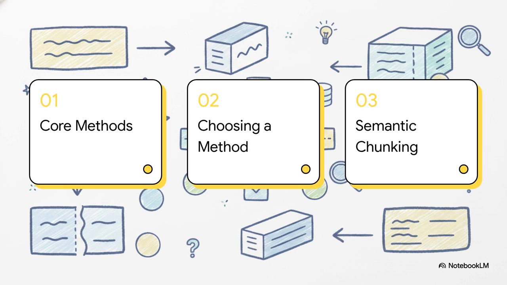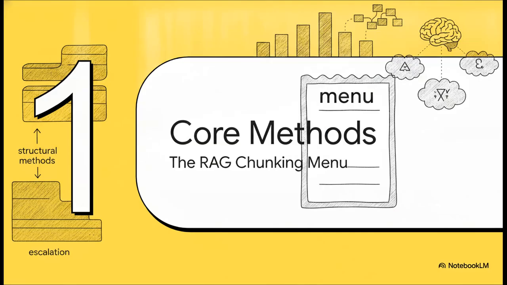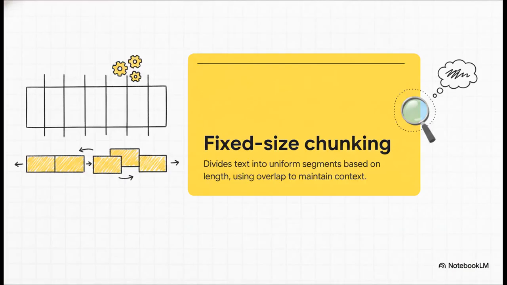Here is our roadmap for today. We'll start with the core RAG chunking methods, then move on to choosing your chunking method, and finally, we'll wrap up with semantic chunking, pros and cons. Let's get into it. All right, Section 1, Core RAG Chunking Methods. Think of this as the RAG chunking menu, where we escalate from the most basic tools all the way up to advanced AI-driven techniques.